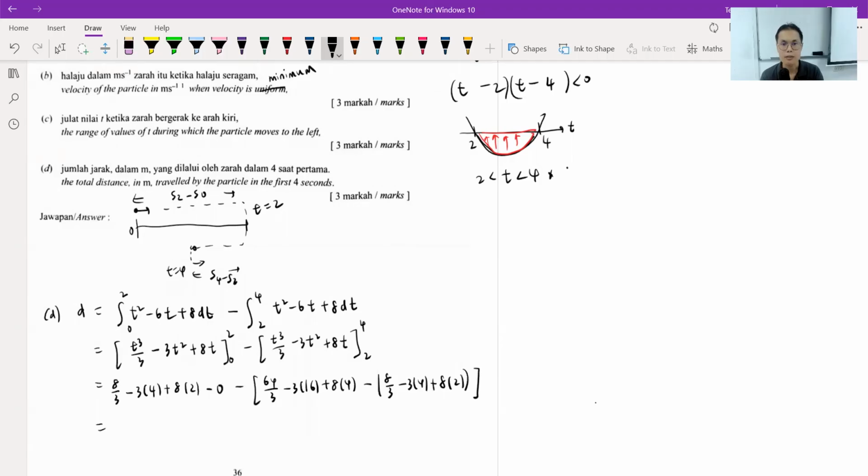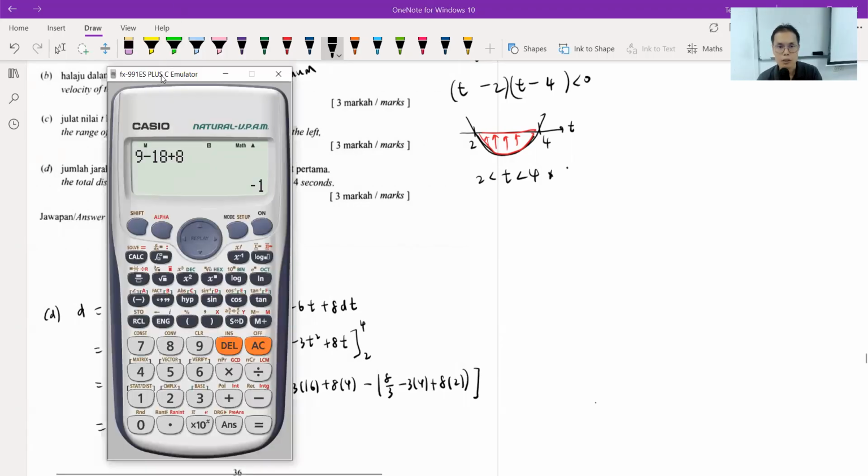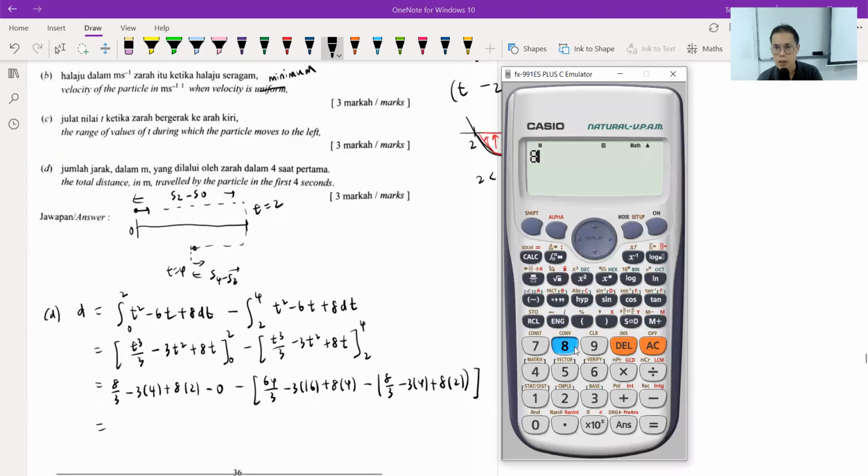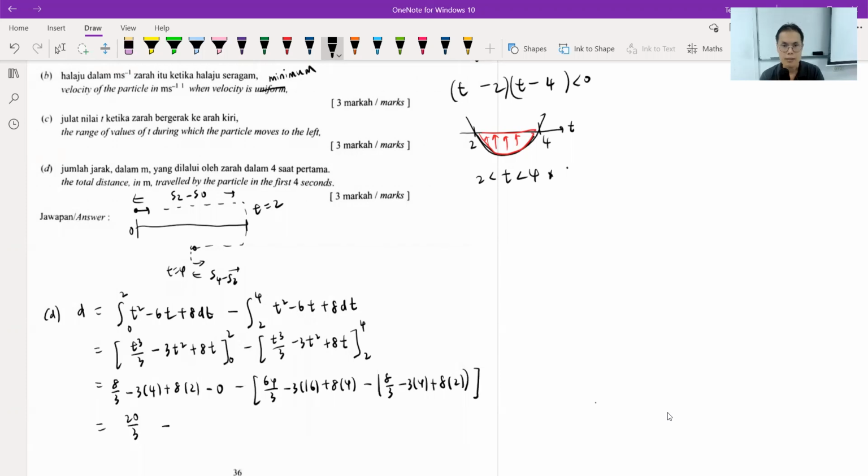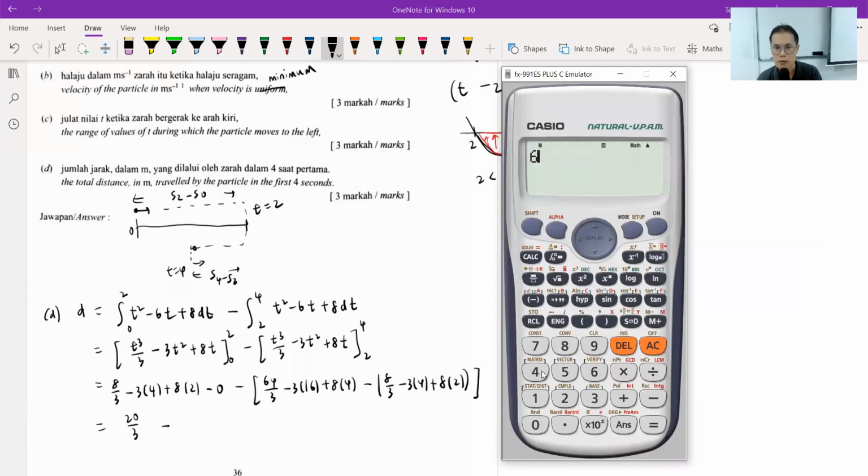Now let's count. This one I just use a calculator. First part, 8 over 3 minus 12 plus 8 times 2, 16. This answer is 20 over 3. Keep my 20 over 3 first. Minus the second part. This one we have to recalculate. 64 over 3 minus 3 times 16, 48, plus 32.